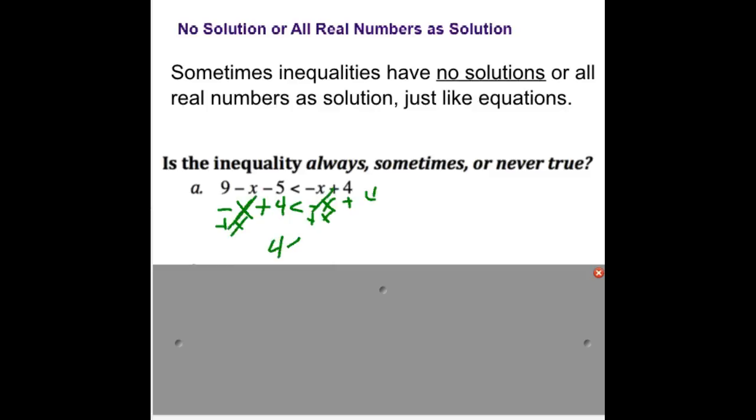And you're left with 4 is less than 4, which I don't know about you, but 4 apples is not less than 4 apples. So we end up with a false statement. And so if you end up with a false statement with no variables in it, and your inequality statement isn't true, you're actually just going to say that this is never true. This has no solutions.